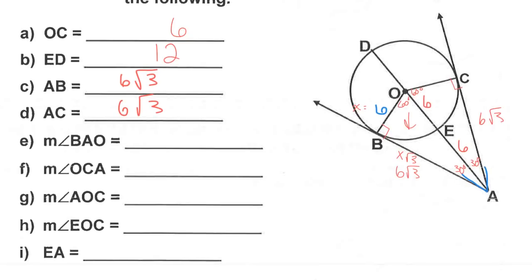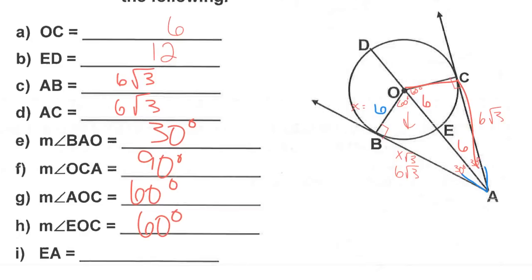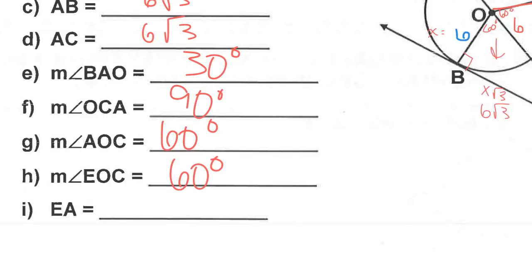I'd ask some pretty easy questions now that we have filled out. Angle BAO, we already have that labeled as 30 degrees. Let's see, OCA, this one right here is 90 degrees. AOC, we have labeled as 60 degrees. EOC is also 60 degrees. Then it wants the length from E to A, which we filled in earlier right there, which was 6.